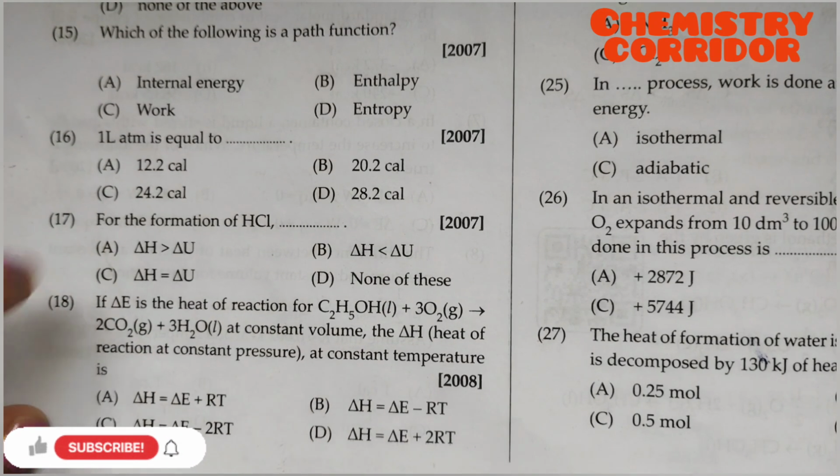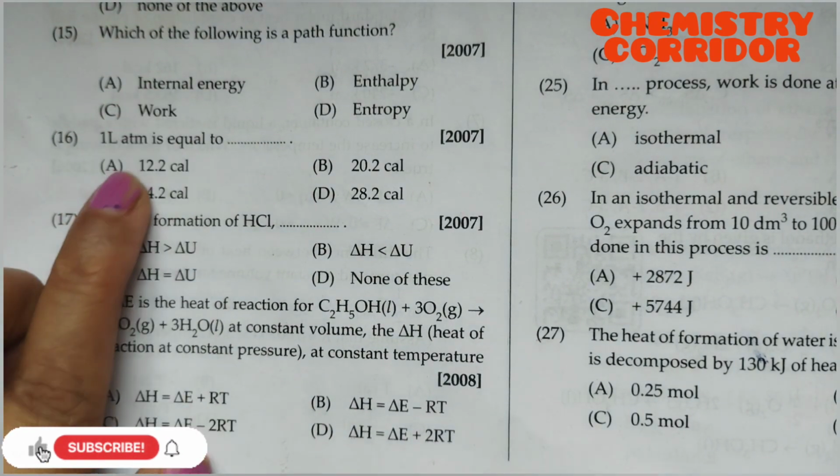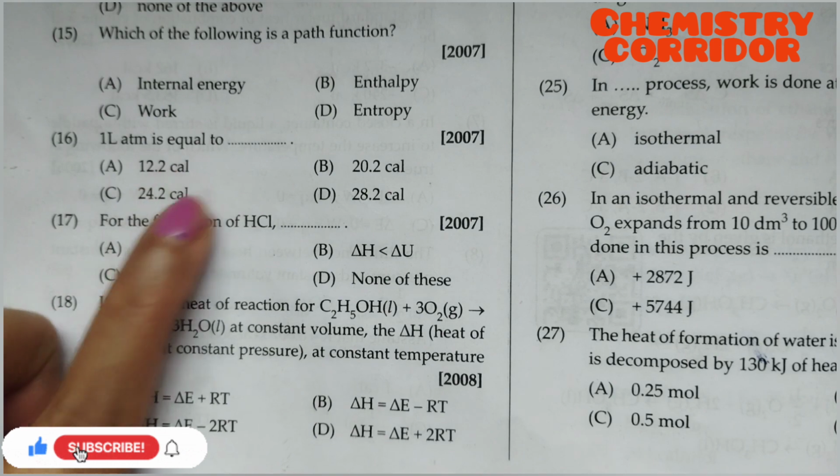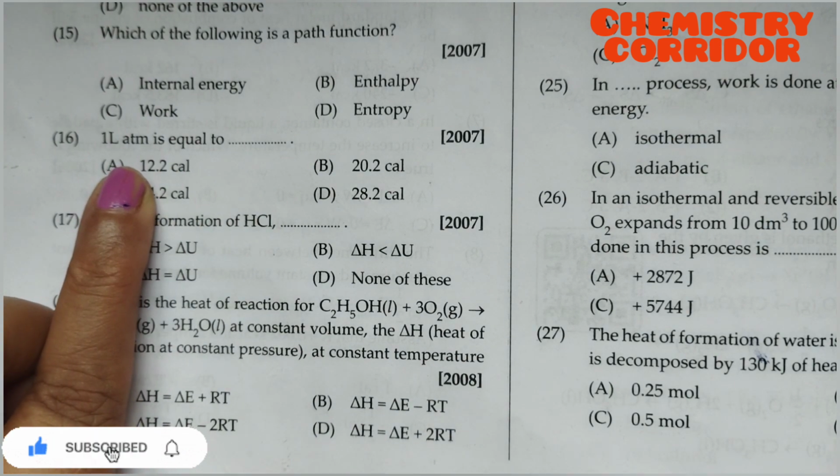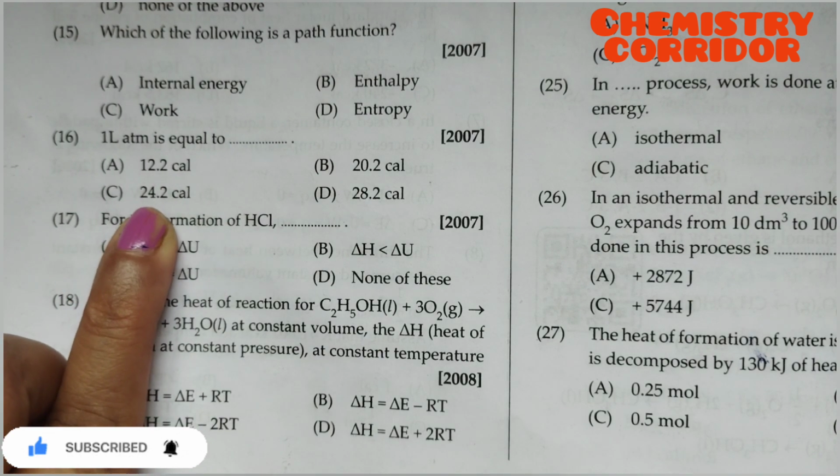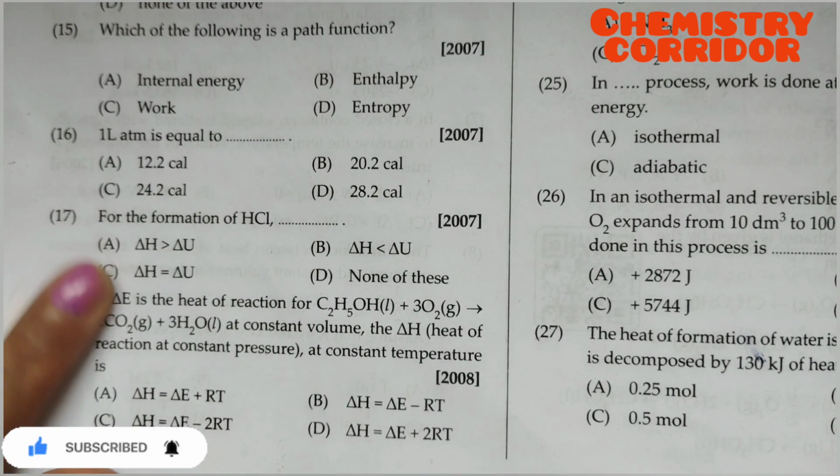Hello students, let's continue the questions. 1 liter atmosphere is equal to 0.0242 kilocalories or 24.2 calories. So the answer here is the third option.